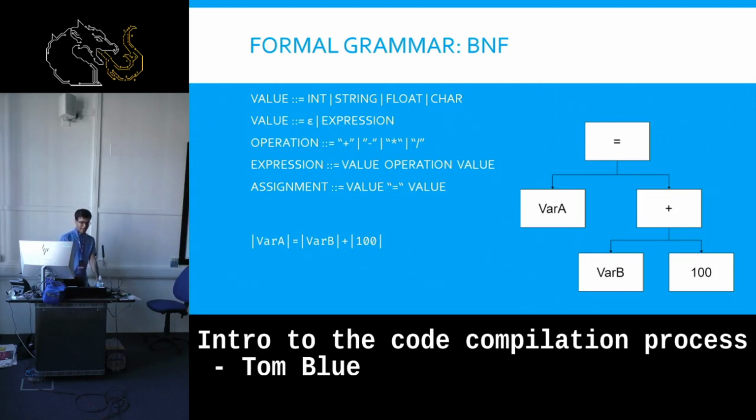Another thing to note is that there's an epsilon pipe expression. Epsilon just means nothing. So epsilon is null. It means a value could be nothing. The case where you'd want that is with expression, if you had value, operation, value, but the operation was a unary operation, like plus plus, which only works on one value. i++ would still match the expression grammar, because value can be nothing. The second value can just be empty.